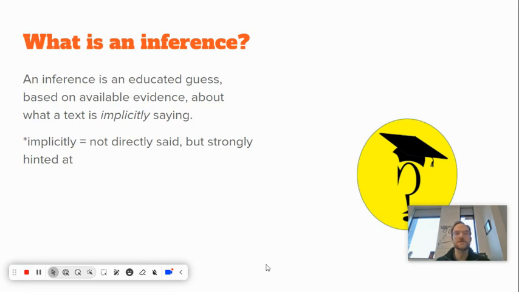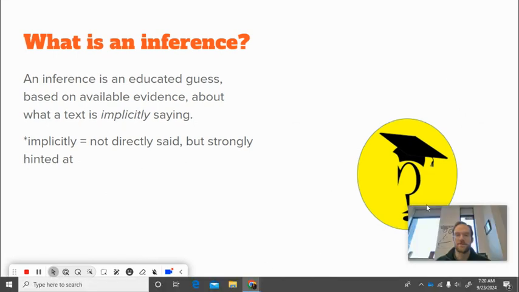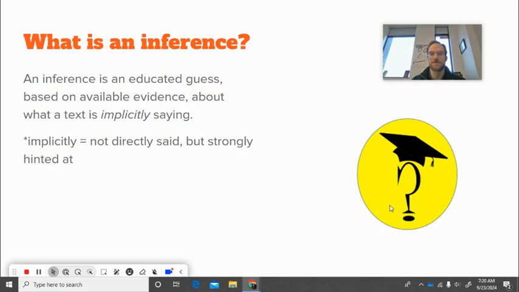And so an inference is an educated guess, hence my little picture here of the educated question mark. It's an educated guess based on available evidence about what the text is implicitly saying. And when I talk about a text's implicit meaning, the word implicit or implicitly, it means something that's not directly said, but something that's strongly hinted at.